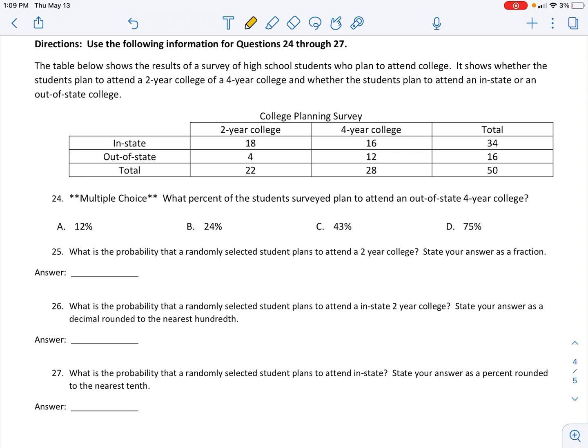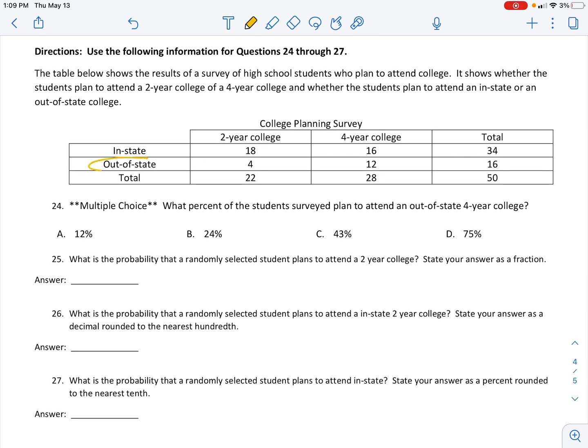It says what percent of students surveyed plan to attend an out-of-state 4-year college. So we're not only looking at out-of-state colleges, we're looking at 4-year colleges as well. And so we're going to follow this over and follow this 4 years down. And where they meet at the 12 is going to be how many students plan to do that. So we're going to have 12 out of the total amount of people, which is that lower right-hand corner of our table. So we have out of 50.